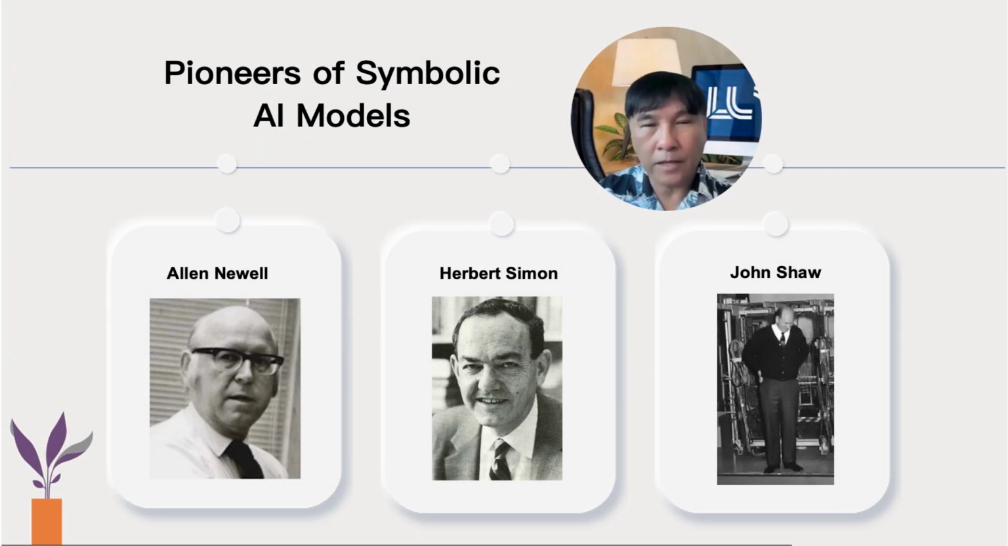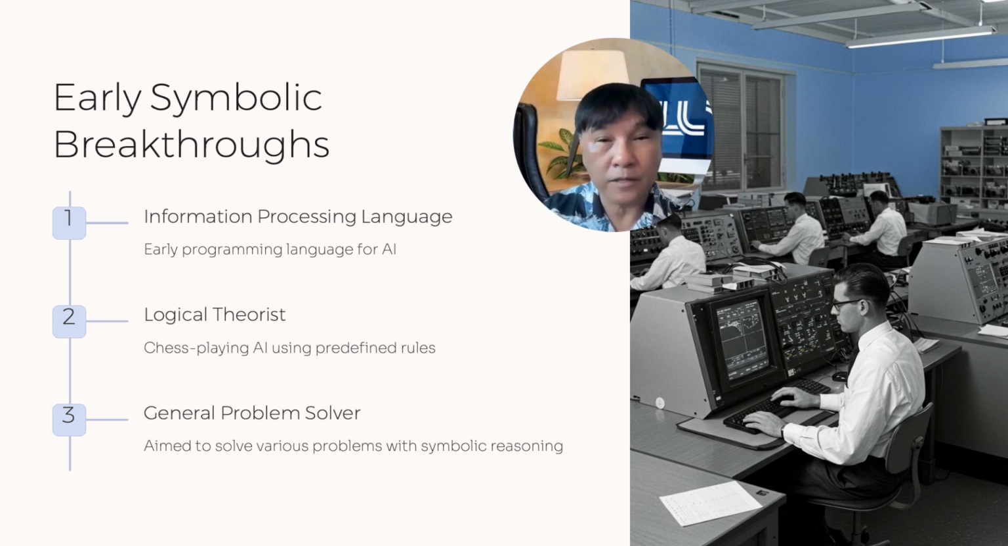Imagine a world where intelligence is neatly structured, a place where knowledge is carefully encoded into symbols and manipulated through logical rules. This was the dream of early AI pioneers like Alan Newell, Herbert Simon, and John Shaw. In the 1950s to 1980s, the symbolic approach dominated AI research, emphasizing structured reasoning. One of the earliest breakthroughs was the development of the Information Processing Language, IPL, and the Logic Theorist, an AI that could make strategic moves by following predefined rules.